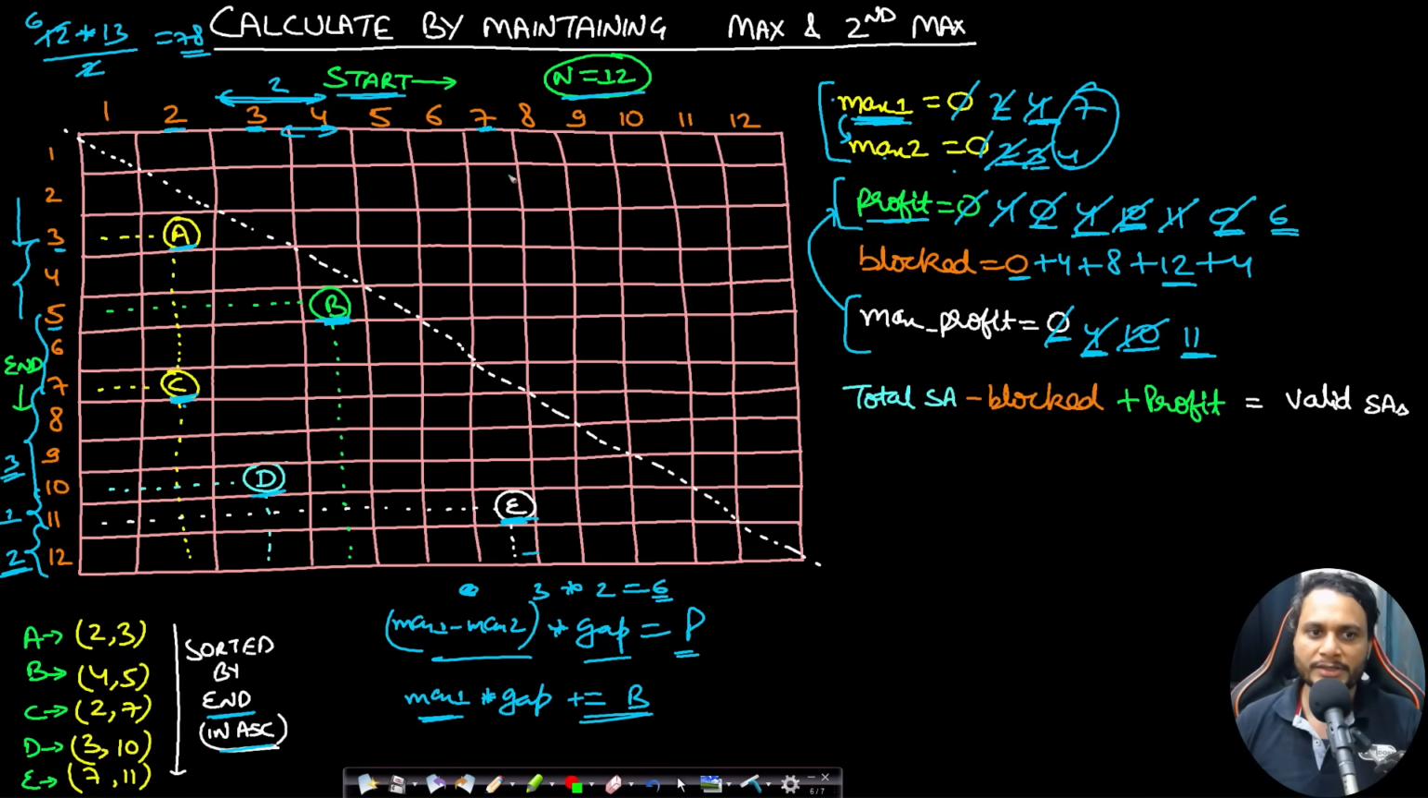And what is the area under the shaded region? It will be equal to 7 times gap. That means 14. So 14 will get added. Okay. Now everything is set. There is no next point. We are done. So let's see what is the maximum profit.